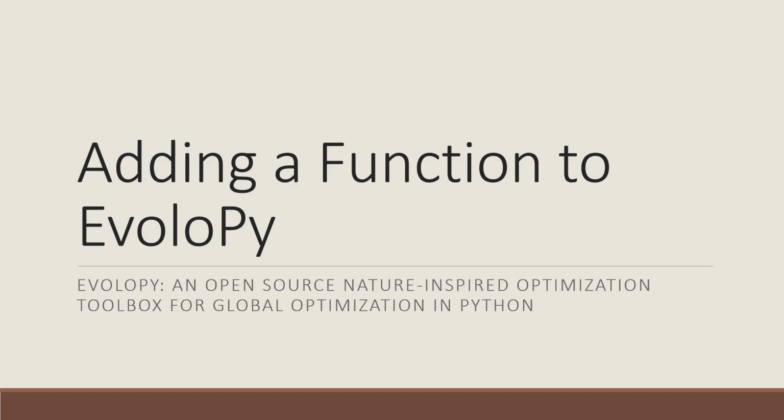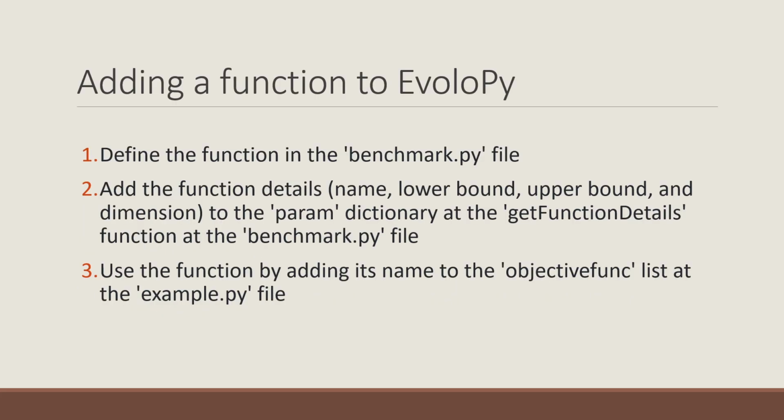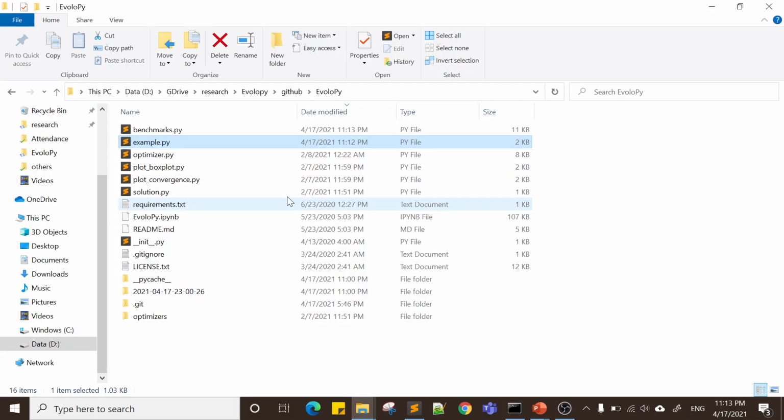Today I'm going to show you how to add a function to the EvoloPy framework. There are 3 simple steps. You first need to define the function in the benchmark.py file, then add the function details, and eventually use the function in your example file. I'm going to show you how to do that.